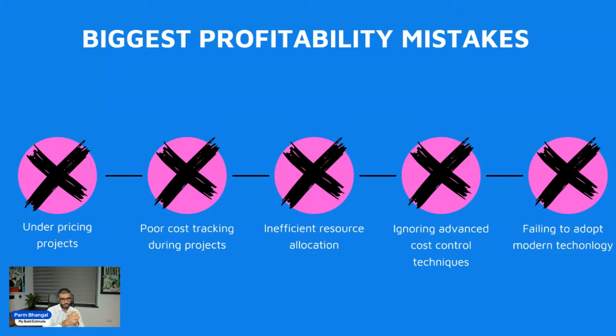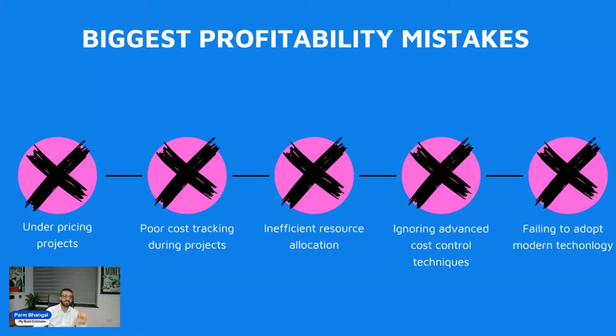Ignoring advanced cost control techniques. How you're actually monitoring your costs, how you stay on top of them, how you're valuing the jobs, how you're sending that information over to your clients is hugely important to make sure you're always on the right side of the money. And failing to adopt modern technology. There's so much tech out there, so much resource that you can use to help you become more profitable and more efficient. Failing to adopt that modern technology is not going to help you when it comes to efficiency and profitability.